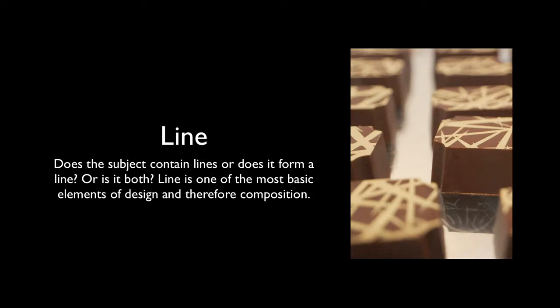Lines come in all sorts of variations: horizontal, vertical, oblique, curved. And so they can be literally interpreted, where you're taking a photo of a line. It can be a line of things, like we're seeing here. These chocolates I took a photo of, they're all lined up, but they also have lines on top of them. So the choice is up to you.